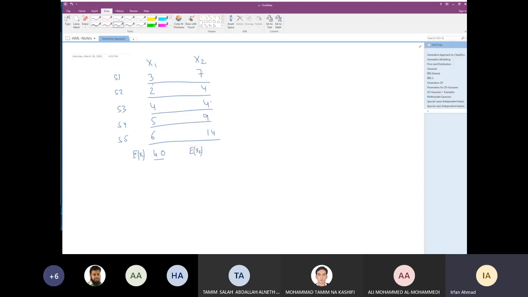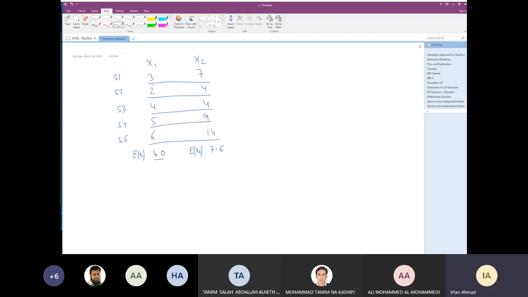Again, if you do 14 plus 9, 23, plus 4, 27, plus 4, 31, plus 7, 38 over 5, if you do it using a calculator, I did it offline actually, just to save time, you get 7.6. And you can verify. If I'm making a mistake, please verify it. So you get 7.6, right?